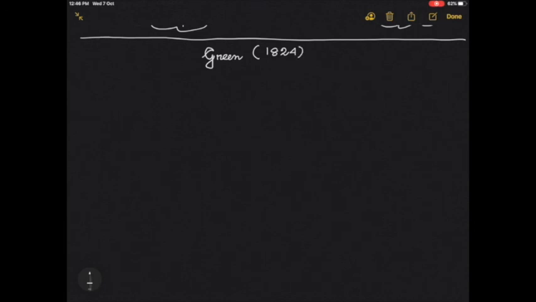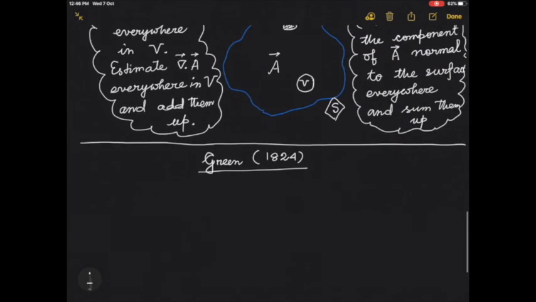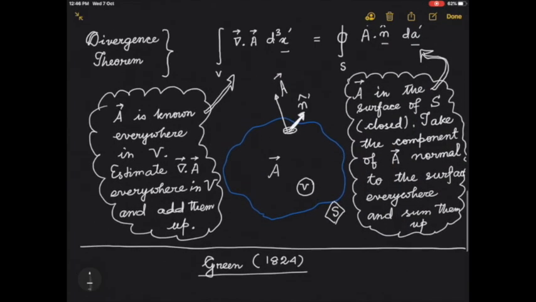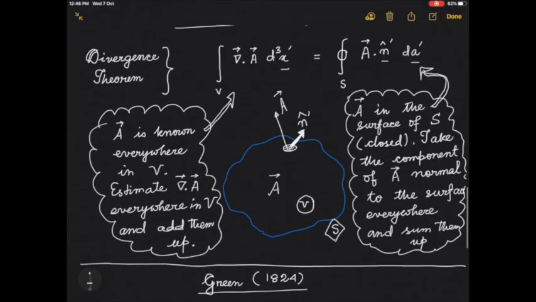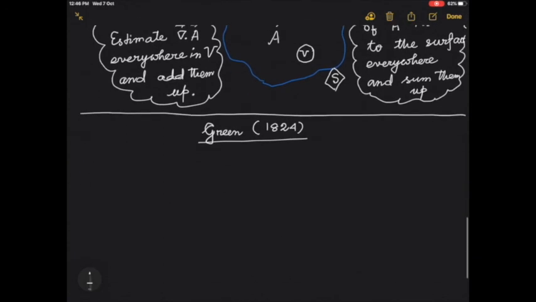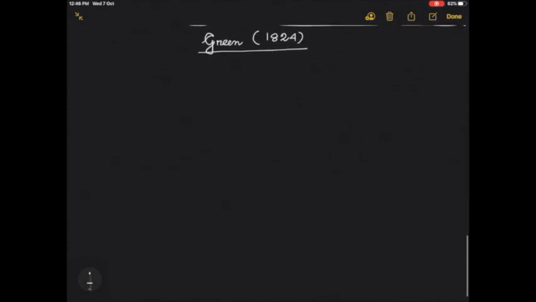And these identities can be achieved using the divergence theorem. So what do I do for this? I have the same setup where I have a volume V enclosed by the surface S.